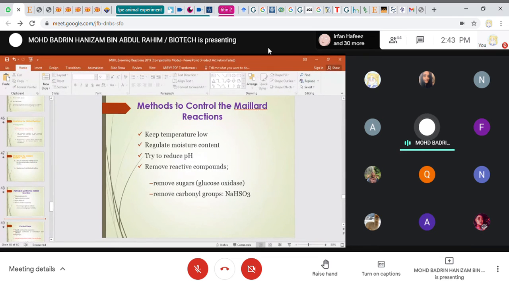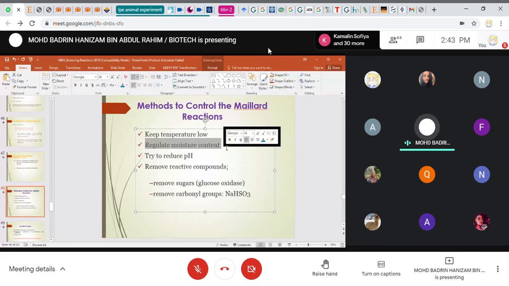How to control the Maillard reaction? You know that high temperature is required to give the optimum rate of the Maillard reaction. So you need to keep a low temperature to control it. You need to regulate moisture content. You need to try to reduce the pH.